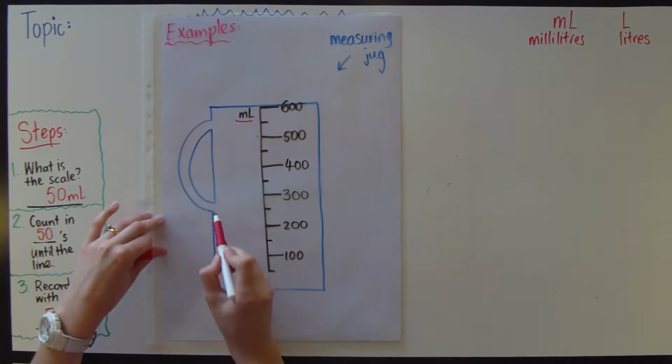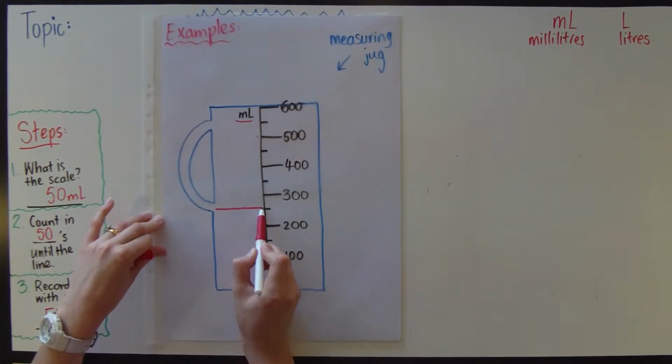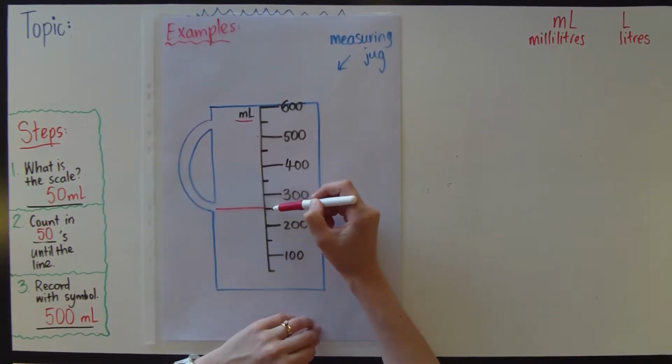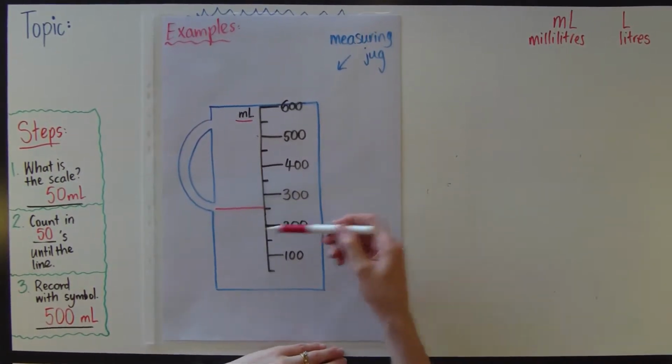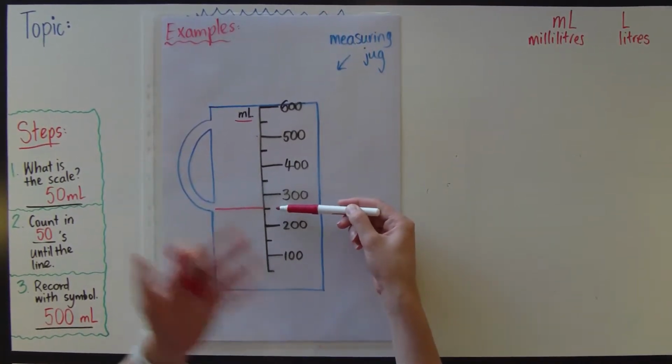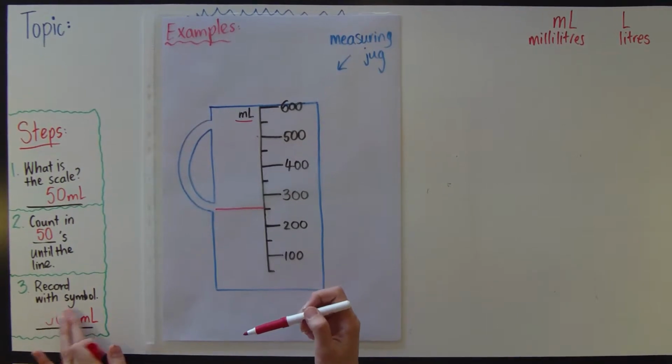Alright, so let's look at another example. What if the line went up to here with water? Let's just imagine it hits that line right there. So this one here, we know that it's going up in 50s, so I go 200, 250. That's it. It's as simple as that.